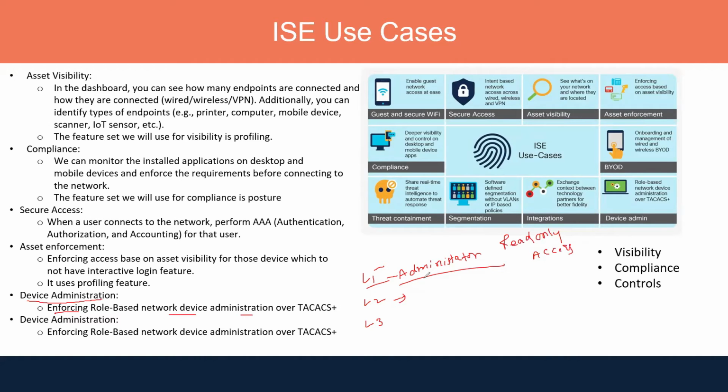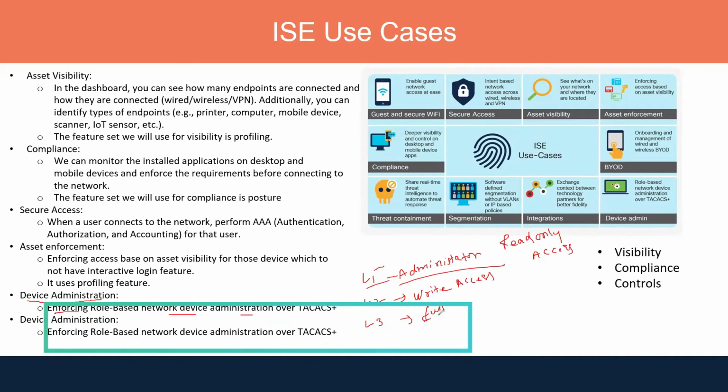An L2 user has write access, but limited commands. They cannot run the erase config command. All those steps they cannot do. And for an L3 user, we have full access. They can run all commands.